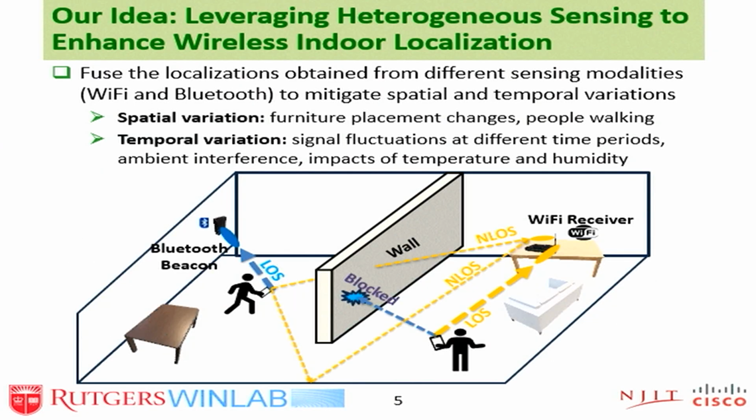So to overcome the challenge of signal variations in fingerprinting, our key idea is to leverage heterogeneous sensing, specifically by fusing the Wi-Fi CSI and the Bluetooth RSSI signal within a Bayesian inference framework. By combining these two modalities, we aim to construct a joint signal statistical prior that is both discriminative and robust to environmental changes.